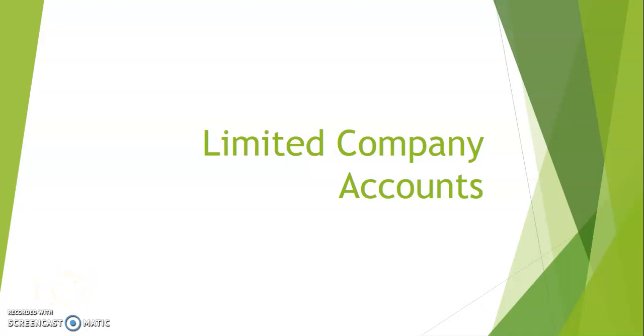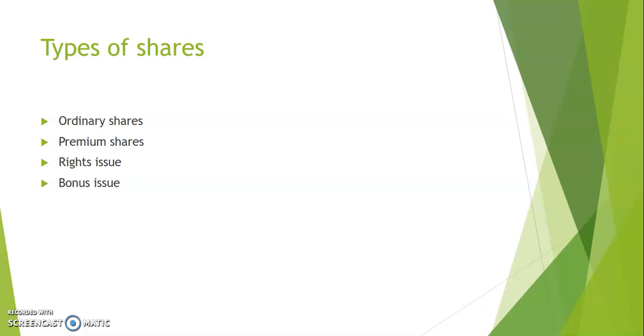Hello, in this video I'll be covering an introduction to limited company accounts, specifically focusing on the different types of shares that you need to know for the AQA 7127 specification. There are four types of shares that you need to be aware of. There are more than four, however it's just the four that you need to be aware of for AQA, and they are ordinary shares, premium shares, a rights issue, and a bonus issue.